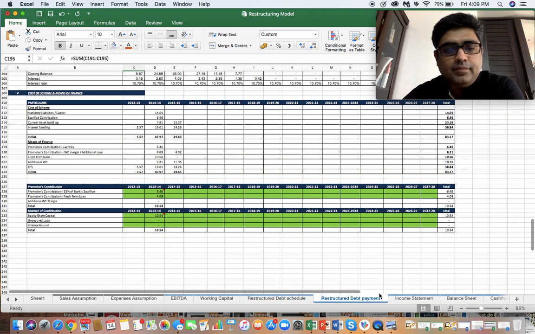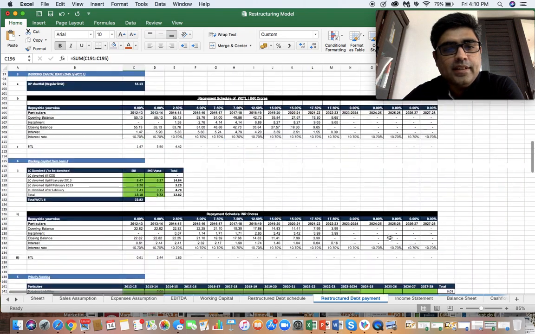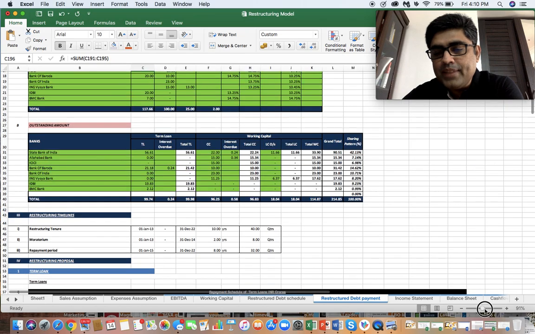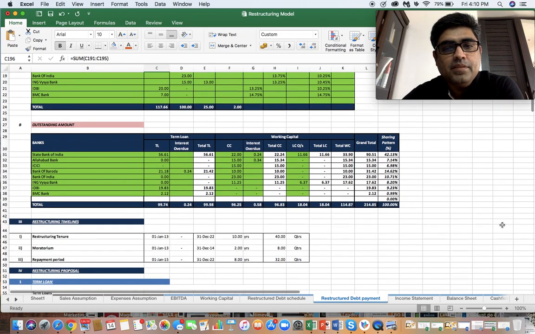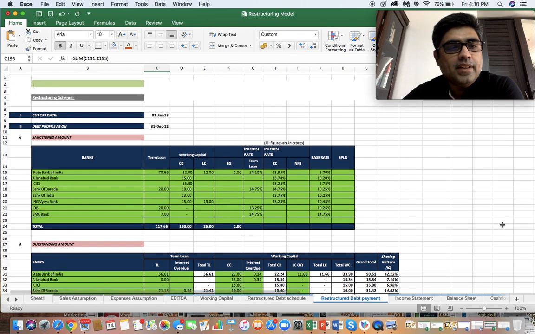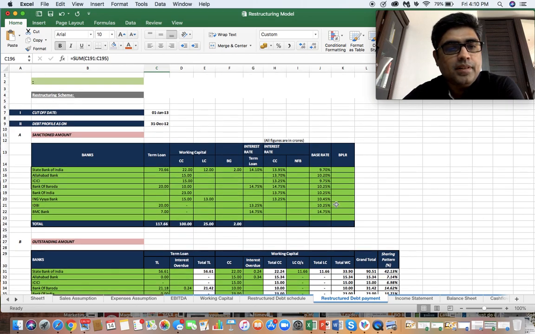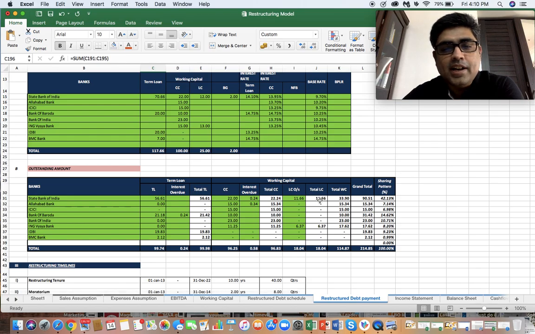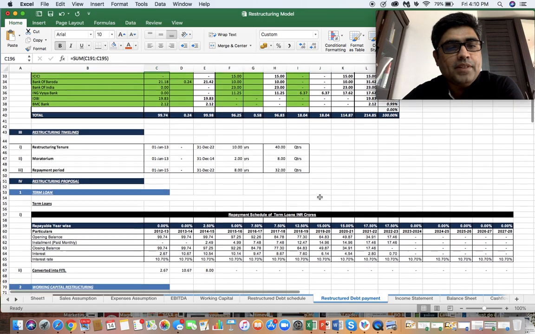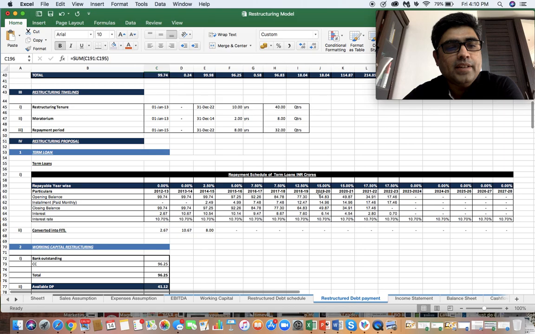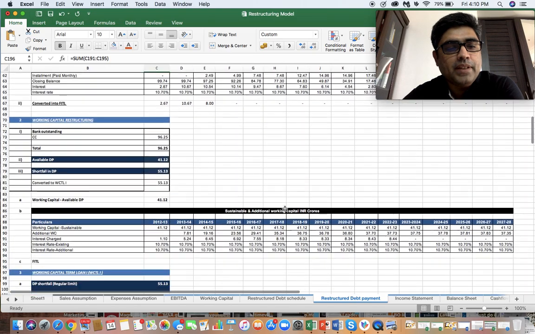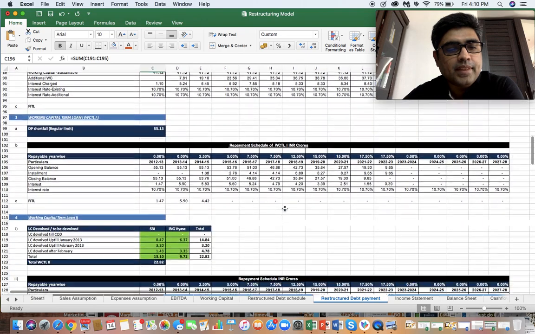So then comes the restructured debt payment. Basically, once you understand what are the assumptions that have been taken, which are the different banks, what are their present debt profile, what has been the sanction amount, what is the amount which is outstanding, right? And what are the timelines they intend to pay, and in that context, what is the amount that is going to be paid over a period of time, right?